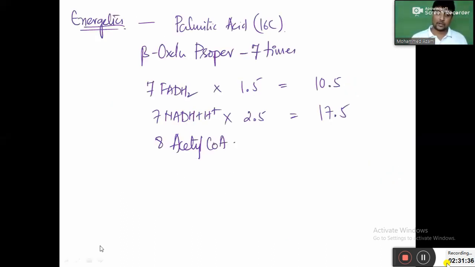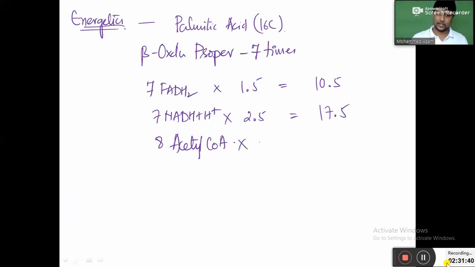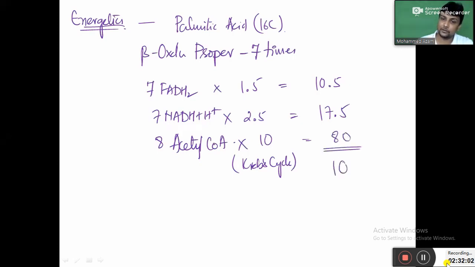Now from these 8 molecules of acetyl CoA, how many ATPs? Multiplied by 10 ATPs. How? Turn back the page and see. In Krebs cycle, we started with acetyl CoA, and acetyl CoA will undergo the entire Krebs cycle. Net gain of ATP will be 10 ATPs. So 8 into 10 will be totally 80 ATPs. Add them in total, it will be 108 ATPs.